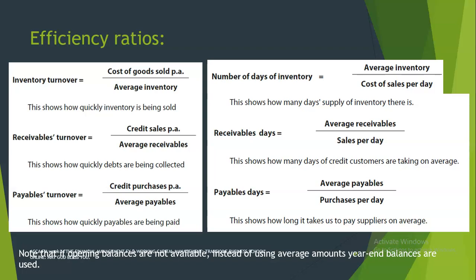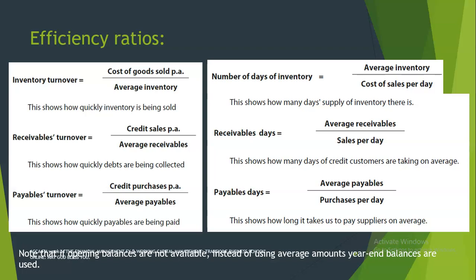Receivables turnover: this one is credit sales per annum divided by average receivables. Sometimes you'll be given the opening and closing receivables, you then have to add them and divide by 2 to get the average figures. So the receivables turnover shows how quickly debts are being collected. What about payables turnover? This one is equal to credit purchases per annum divided by average payables.